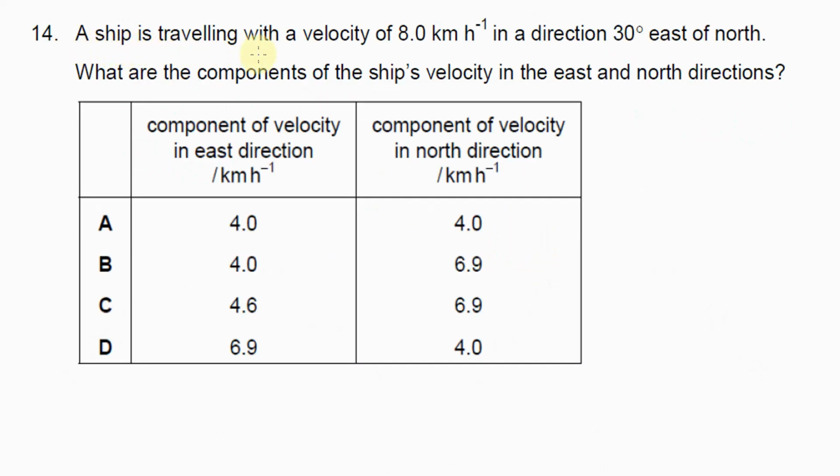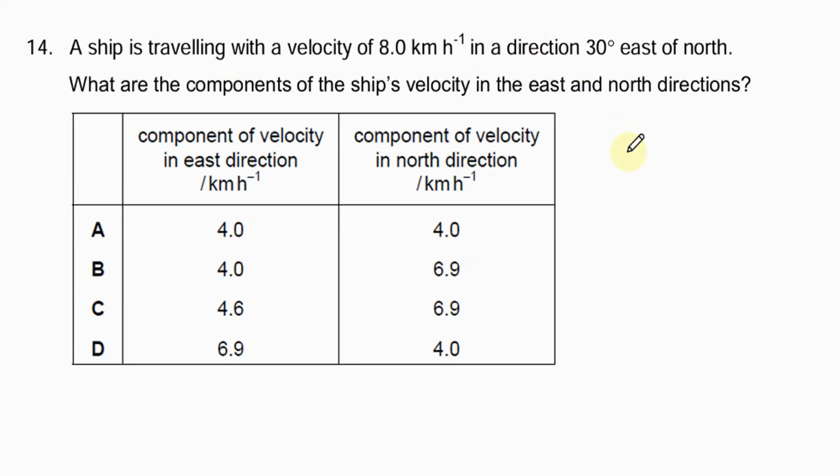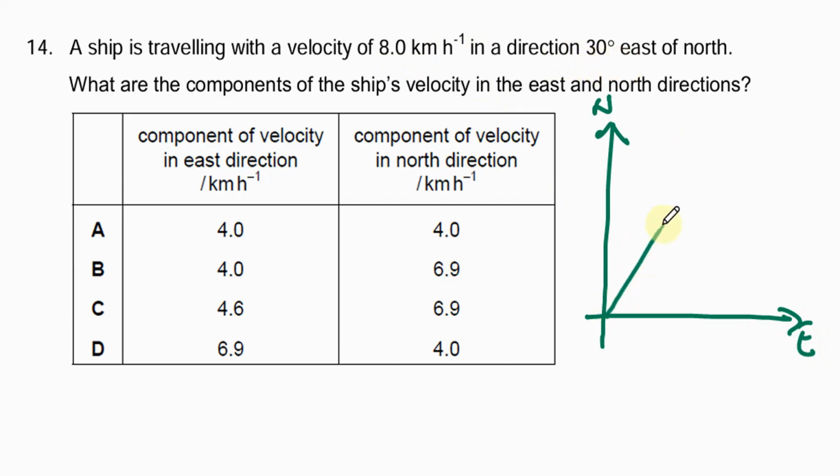Here it says a ship is traveling with a velocity of 8 kilometers per hour in a direction 30 degrees east of north. What are the components of the ship's velocity in the east and north directions? We can start by drawing a diagram. So north and east. The ship is going at 8 kilometers per hour in a direction 30 degrees east of north. So 30 degrees east of north. And of course it's going at 8 kilometers per hour.